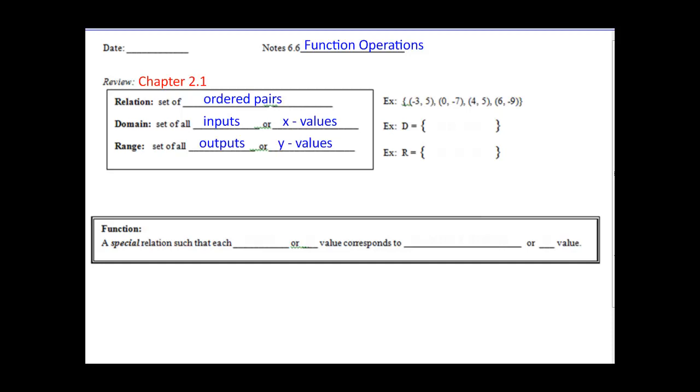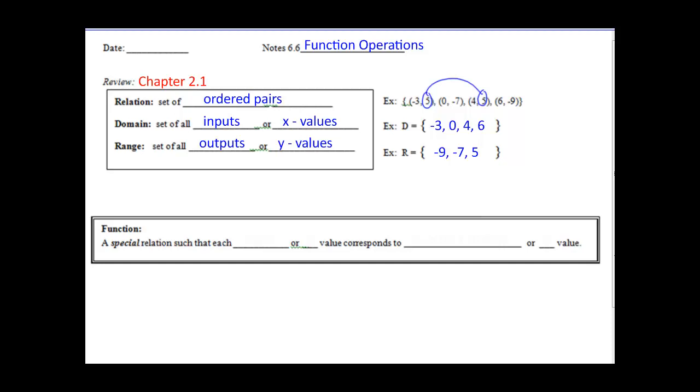So again, from 2.1, in the example on the right, we have a set of ordered pairs and we want to know the domain. The domain is the actual values for the x's, or the inputs, so we write down -3, 0, 4, 6. The range is the y values. Notice there are two 5s, but you do not have to write it twice. So our range is -9, -7, and 5.